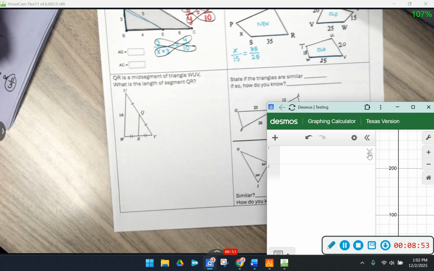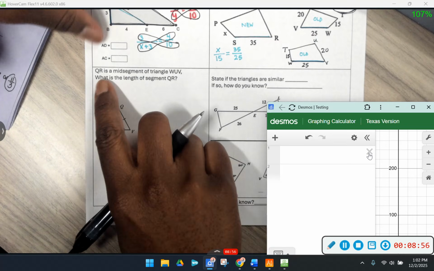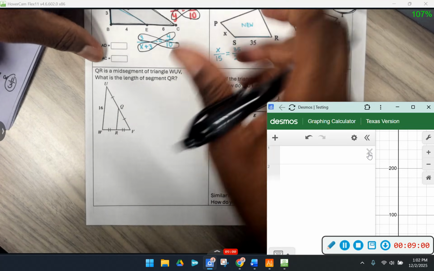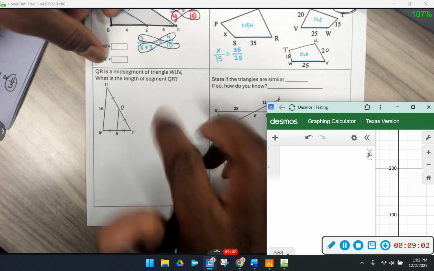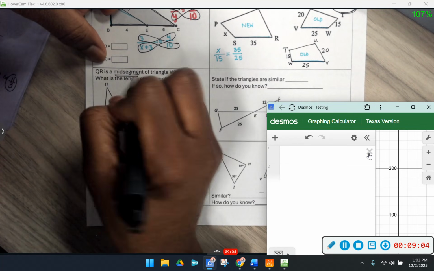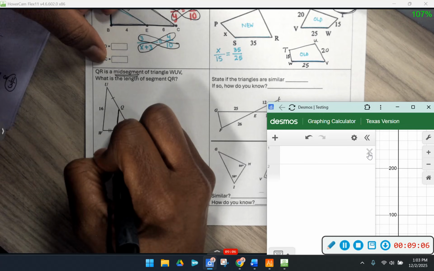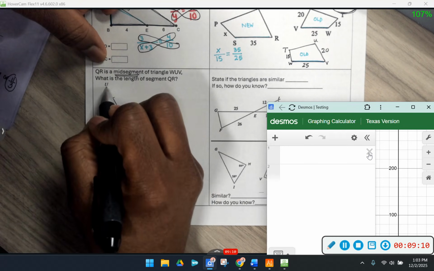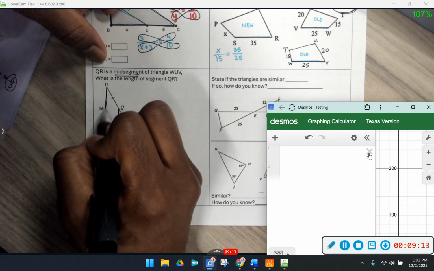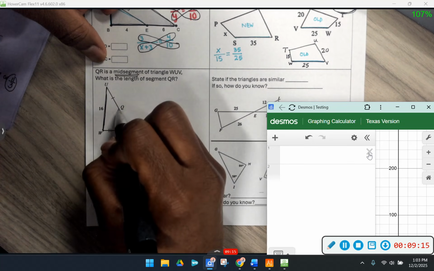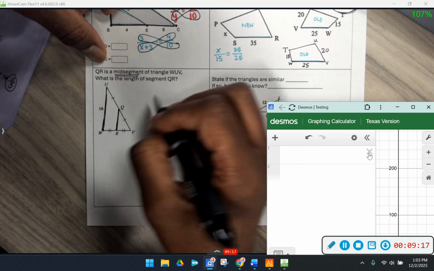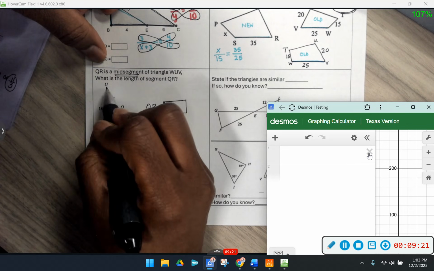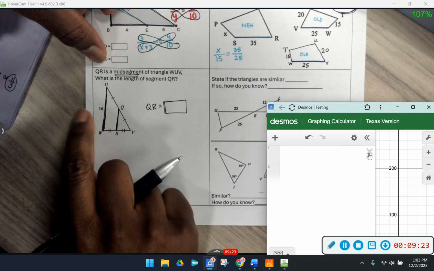All right. Now this one says QR is the mid-segment of triangle WUV. What is the length of segment QR? This one's super easy, okay? Keyword mid-segment. Mid-segment is this one right here. This is the mid-segment, QR. It's half of the line that it's parallel to. That's it. So QR is half of this one. So what is QR? QR equals what? It's half of that. So take 16, cut it in half.